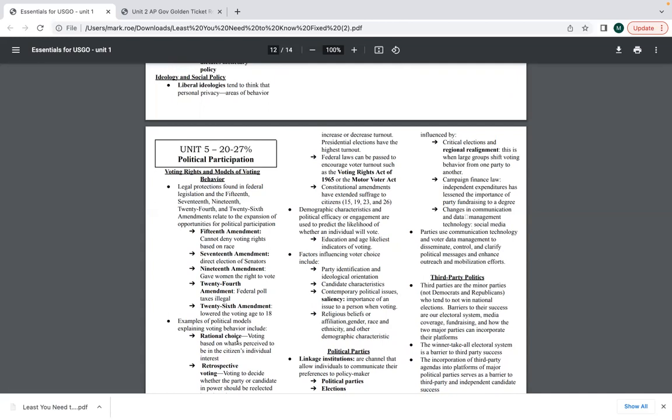Why? What's with the drop off? Why would people be more likely to vote in the presidential years? Because presidential elections get people all fired up. It gets the people going, right? People get real excited about presidential elections.